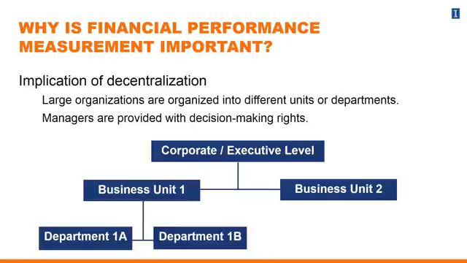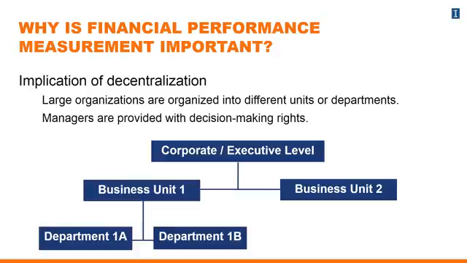So you might think of the generic firm as one involving an upper corporate or executive level. And then there perhaps are multiple business units that report to that corporate executive level. Maybe more than two in many firms, but for our purposes, we'll just talk about these two. And then within Business Unit 1, there are multiple departments, Department 1A and Department 1B.